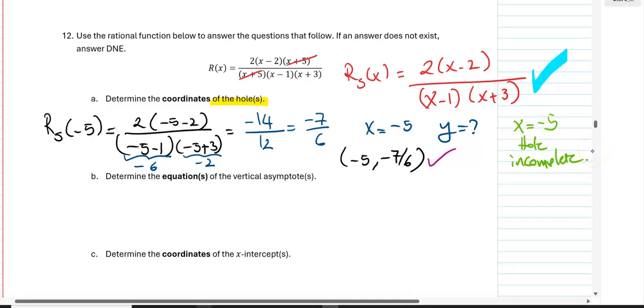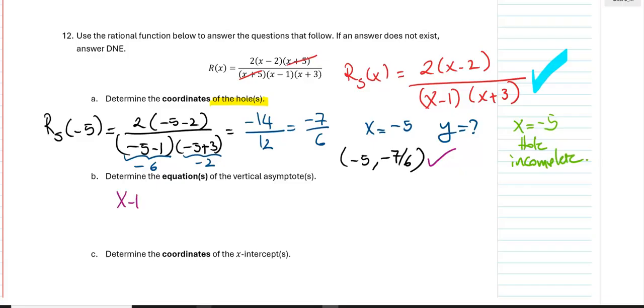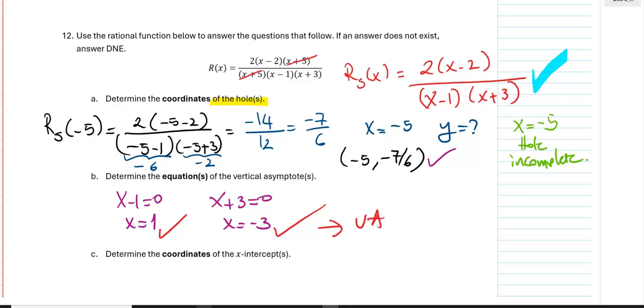All right, determine the equations of the vertical asymptote. So we're again looking at this simplified form. Vertical asymptotes happen at places where the denominator becomes undefined, the denominator becomes 0, or the simplified version will be undefined. So vertical asymptote happens when x minus 1 equals 0, x equals 1, x plus 3 equals 0, x equals negative 3. So these two are the vertical asymptotes.